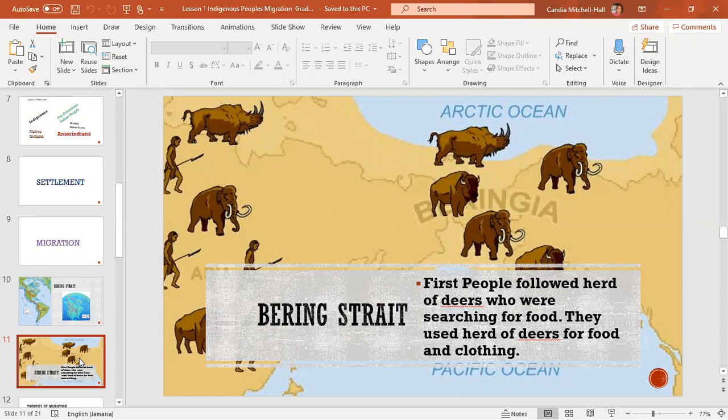And the first people were actually hunters. And so they followed their animals, or herds of deer who were searching for food, across the Bering Strait. Now, they would have used the animals for both food and clothing. That's the purpose why they would have hunted animals for food and clothing.